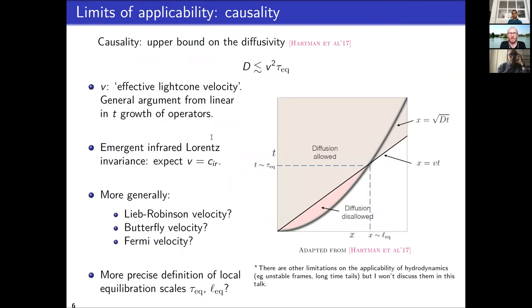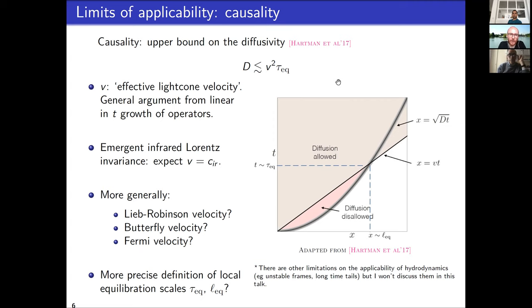All right. So of course there are limits on the applicability of the hydrodynamic description. And the most obvious limit is the one that is related to the establishment of local equilibrium, which I've already mentioned before. That is, we need local equilibrium to be established. So we only expect hydrodynamics to be valid at sufficiently late times and long wavelengths compared to the local equilibration time and the local equilibration length. Now there's a simple argument that was made by Hartman, Hartnoll, and Mahajan a couple of years back.